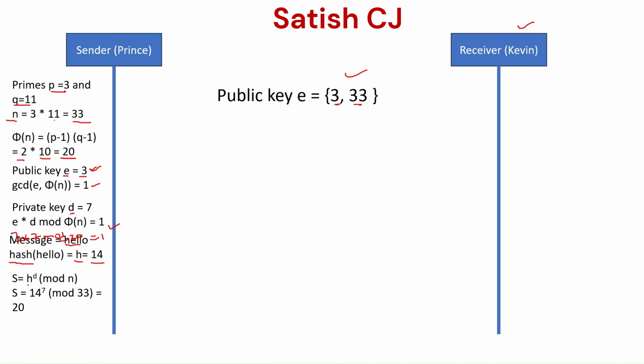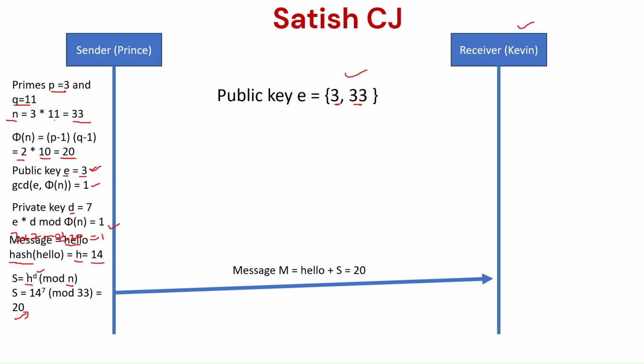So how you compute the digital signature is nothing but you take the hash raised to the power of the private key. What is the private key? That is 7, mod n, which is 33. So 14 power 7 mod 33 will lead us to a value of 20, which we call the digital signature. So these computations are done from the sender's end, and what is sent to the receiver is the plain text message hello, and the signature that we have computed, 20, is sent.